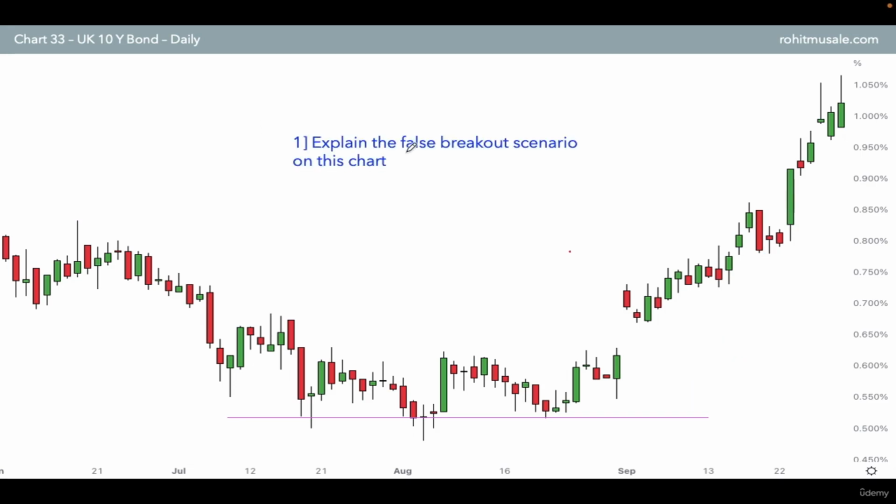So explain the false breakout scenario on this chart. Again, this is a trick question because if you look at this line, that's not a false breakout, right? That's a false break. So if you draw this line, so let's say we take this low. At this point, it becomes a multi-tested support. So this candle, it fails to break below that line. It just closes at that line. So that's the third step.